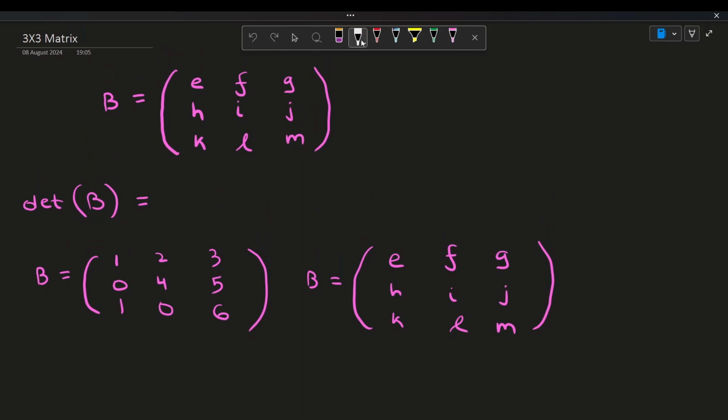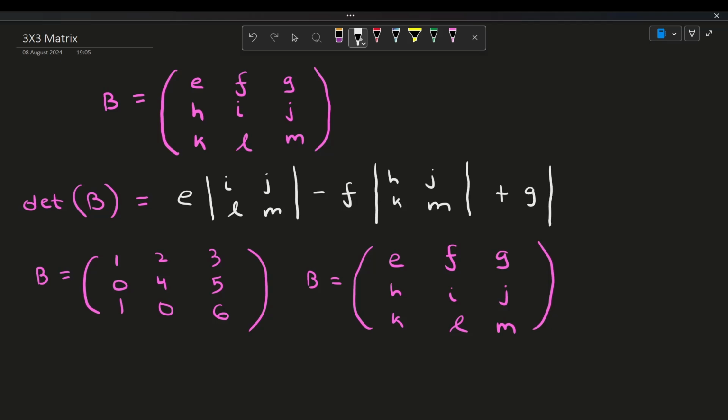So for 3 into 3 matrices, there's a general form we have to memorize. So it's e times the determinant of i, l, j, and m, subtracted by f times the determinant of h, k, j, and m, plus g times the determinant of h, k, i, and l. So this is the general form for the determinant of a 3 into 3 matrix.